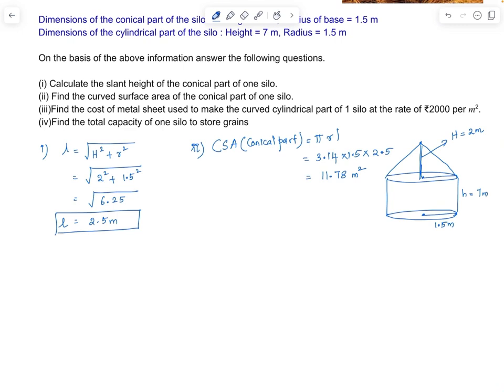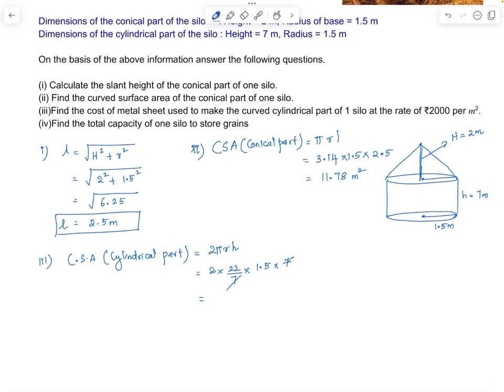Question 3. Find the cost of metal sheet used to make the curved cylindrical part of one silo at the rate of 2000 per meter square. For this, let's calculate the CSA of the cylindrical part. The formula is 2 pi r h. 2 into 22 by 7, r is 1.5 and h is 7. For pi, I have chosen 22 by 7 this time because there is a scope of reducing it here. So we get 66 meter square.